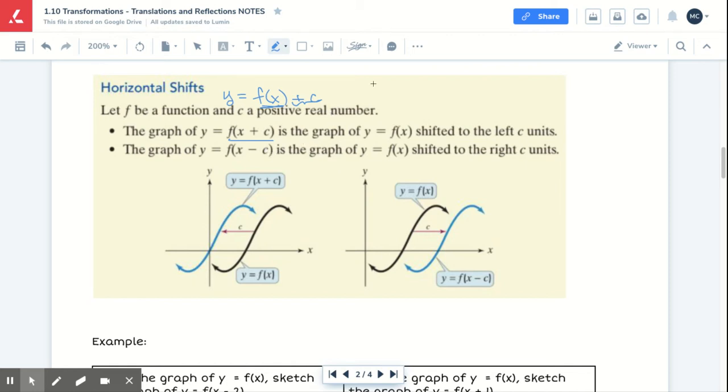All right, now this one is a little bit hard to remember because if it says f of x plus c, it actually moves to the left c units. And if it says f of x minus c, then it moves to the right c units.